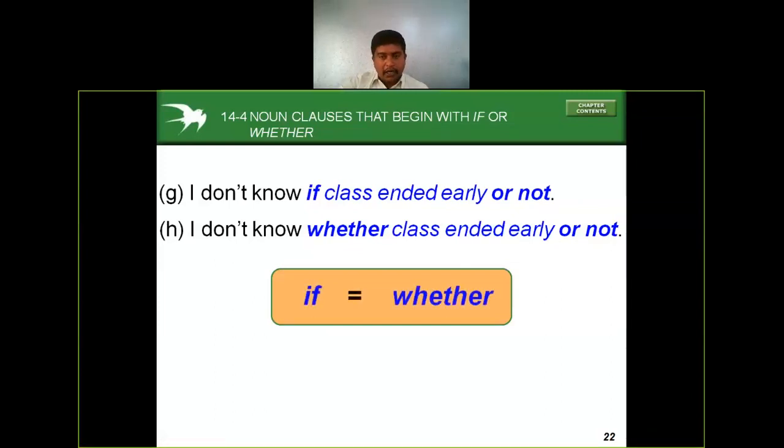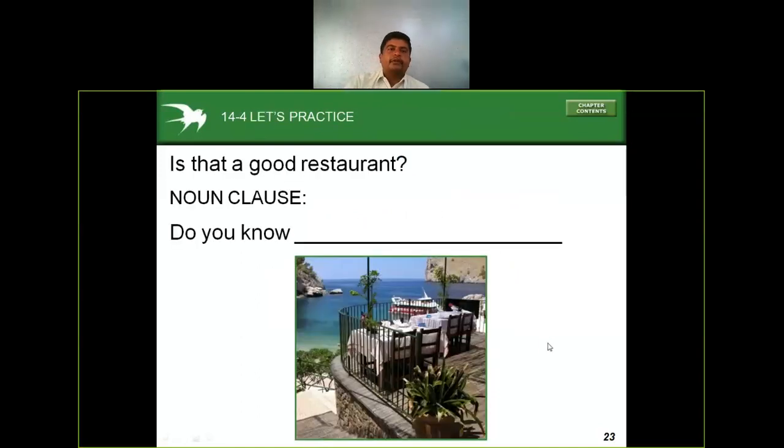Look at the box over here. If and whether. If is equal to whether. Why has the equal sign been added? If and whether are both the same. We use them in the same meaning.